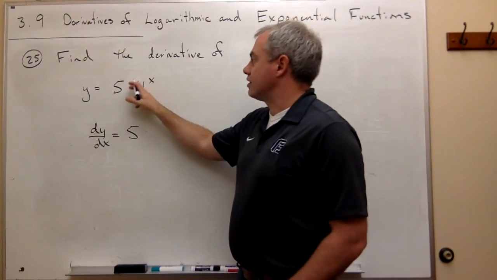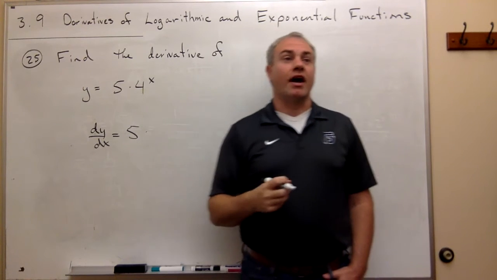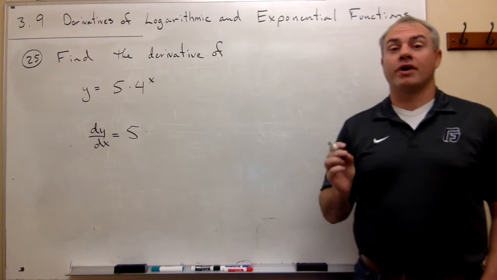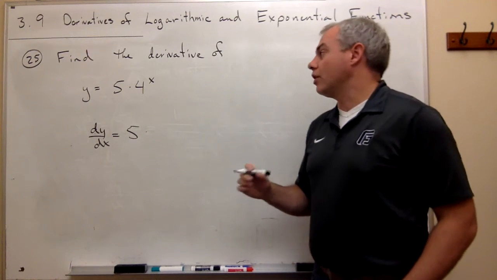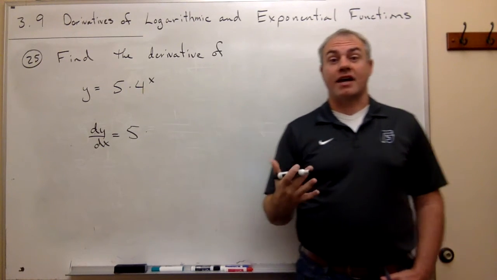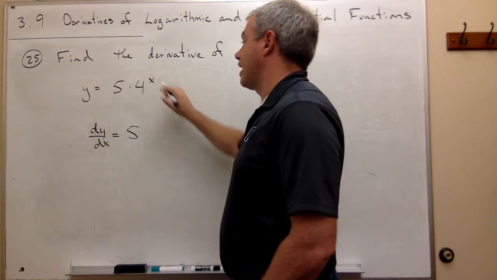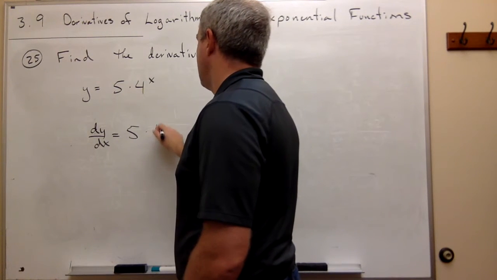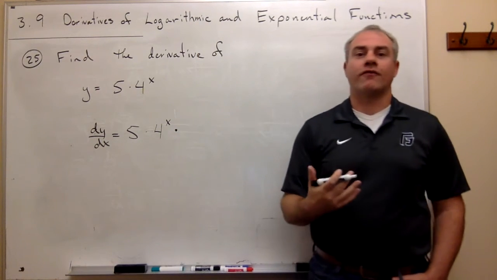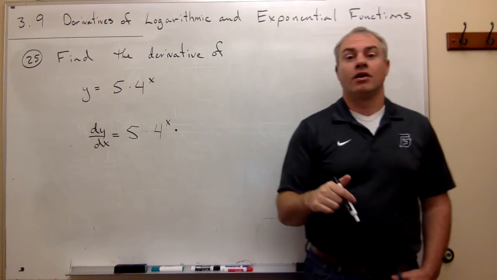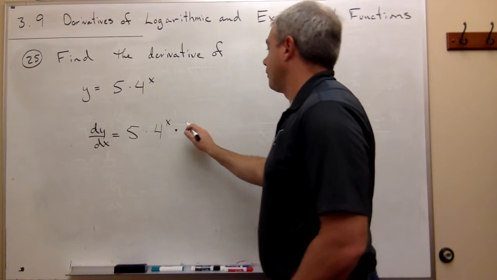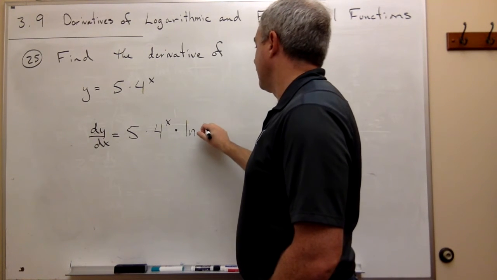So really all I need to do is take the derivative of 4 to the x. Now, 4 to the x is a different thing than e to the x, but in a lot of ways we treat it exactly the same. We know that when we take the derivative of e to the x, the derivative is just e to the x. And when I take the derivative of 4 to the x, it's also just 4 to the x, but then I need to multiply by something to account for the fact that we're not in base e, we're in base 4.